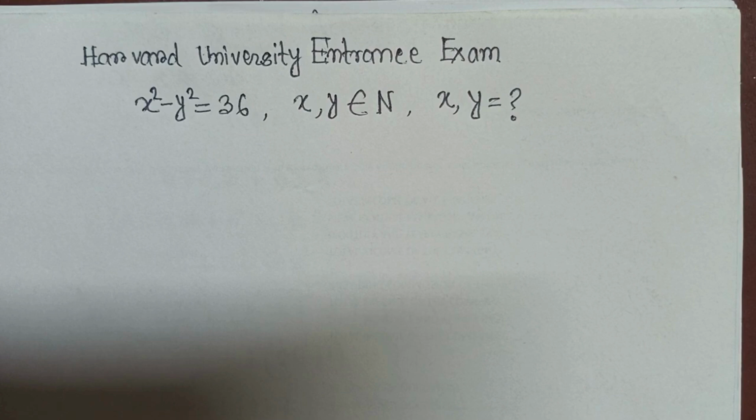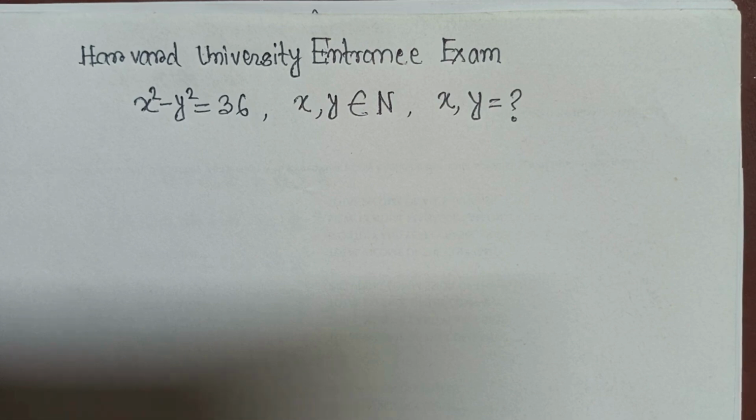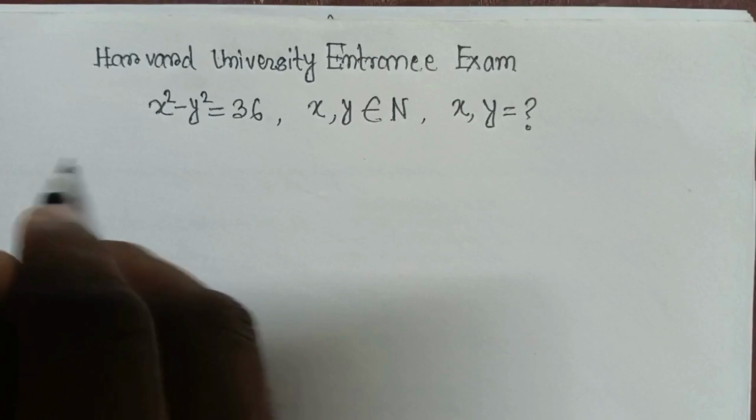Today we are going to solve a Harvard University entrance exam question: x square minus y square is equal to 36, where x and y should be real natural numbers. Then what should be the value of x and y? So let's start the solution.